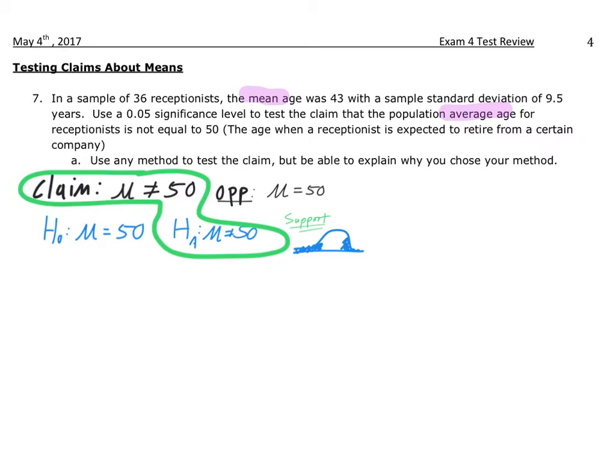Continuing on, I'm going to go ahead and identify my significance level. My significance level here is 0.05. And then I can do this in several different ways. I do need the test statistic no matter what I use. So I'm going to go ahead and calculate the test statistic.